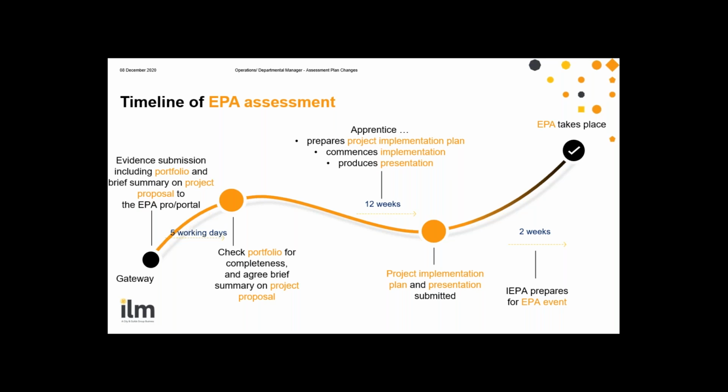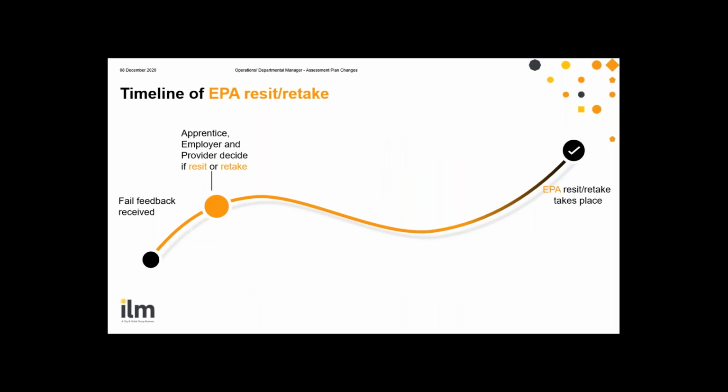Now let's talk instead about resits in the next slide. There is now an important difference that we will be audited. So awarding bodies will be audited and will need to provide information about apprentices receipting or retaking. So once the apprentice receives the feedback in case they have failed, the apprentice, employer and provider will need to decide whether a receipt or a retake is necessary.